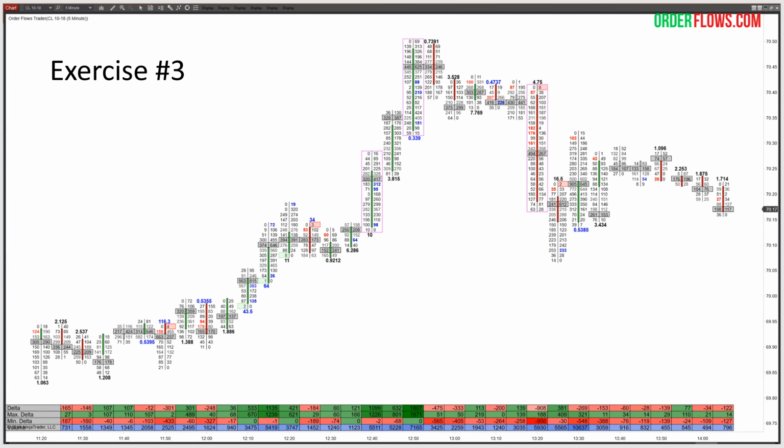Okay, exercise number 3. Just take a moment, see what you see in the delta. This is a crude oil 5-minute chart. Okay, so you see a big move up, right? What you'd like to do is obviously catch that move. So what are you seeing in the delta as you're analyzing through the delta?